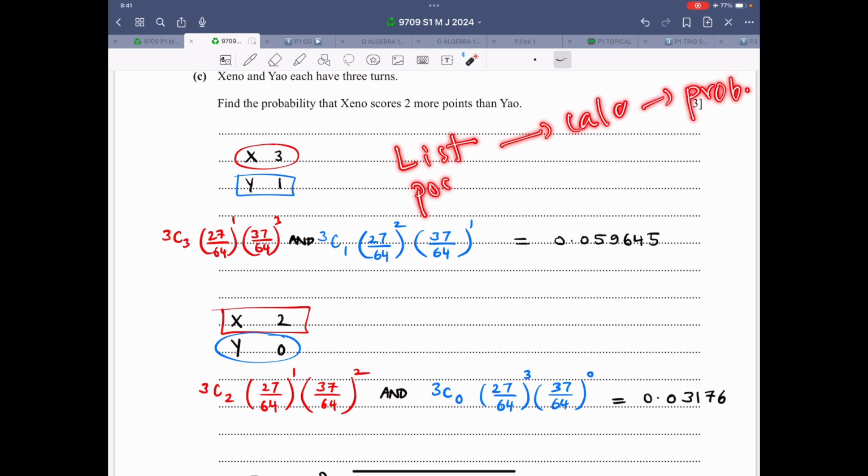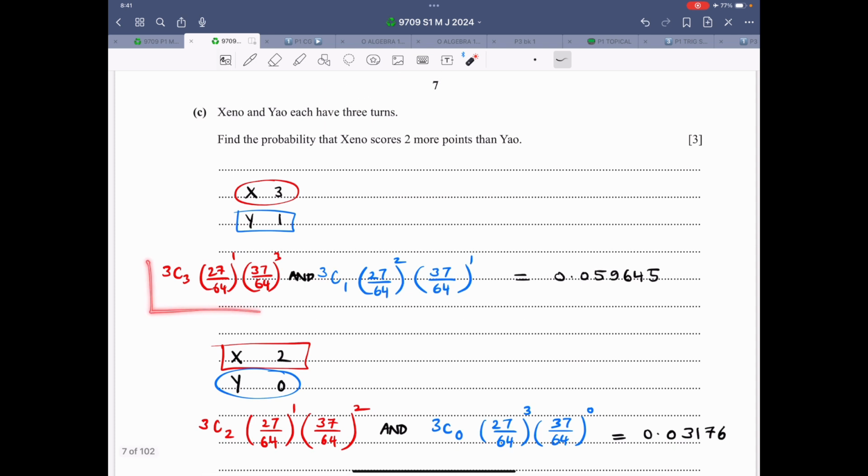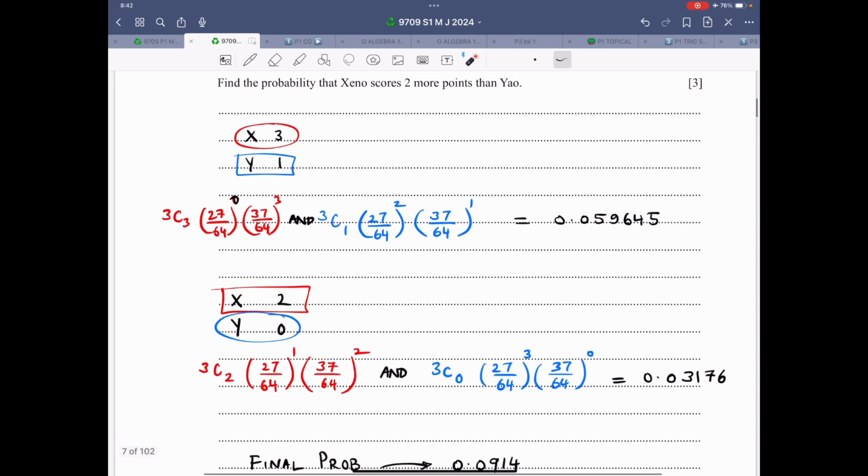So first, possibilities. What are the possibilities that this scenario is possible? And then go ahead and calculate the probabilities. So now over here, this is binomial. Out of 3, X is scoring 3. So 3C3, success raised to power of 3. And Y is 0, 27 over 64 raised to power of 0. And then the next one. Y scores a 1, 3C1, success raised to power of 1, failure raised to power of 0. And means multiply, and this is the small answer that you get.